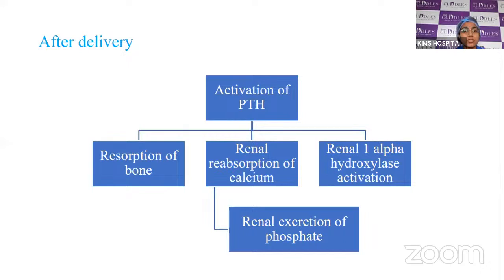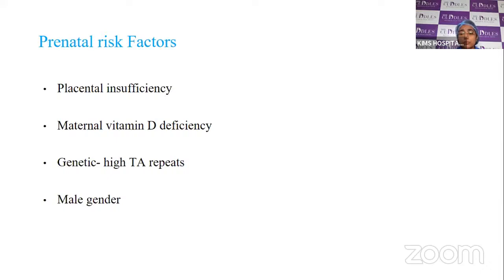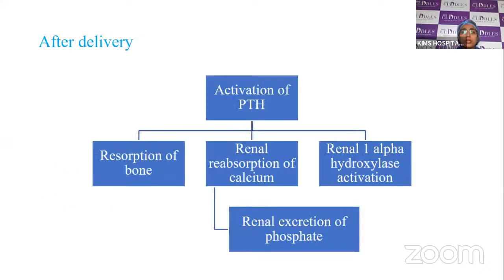So what happens after the delivery? After the delivery, the calcium and phosphorus influx and active transport from the placenta is stopped. So there will be a relatively decreased level of calcium, and the calcium level falls in the newborn baby just after the delivery, and it reaches a nadir at 24 to 48 hours. In some babies, it will take until 72 hours.